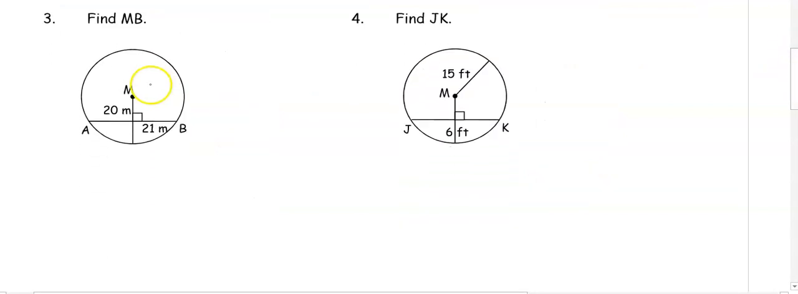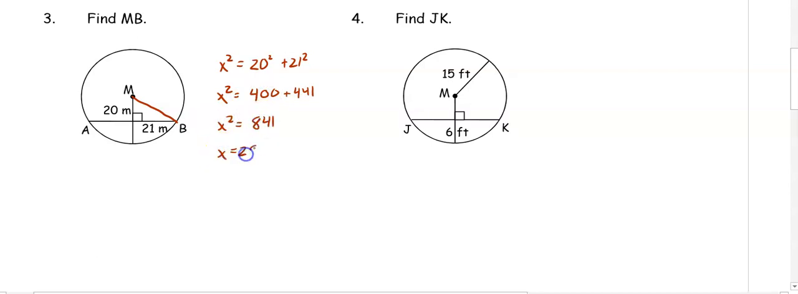In number three, we want to find MB, which is our radius in this case. So we already know that part of the chord is 21 and the distance from the center to the chord is 20, so we can do the Pythagorean theorem. So we have x squared equals 20 squared plus 21 squared. So we get x squared equals 400 plus 441. X squared equals 841. So x is 29. Because we were looking for the radius, we don't have to change 29 at all. That's just the distance we were looking for.